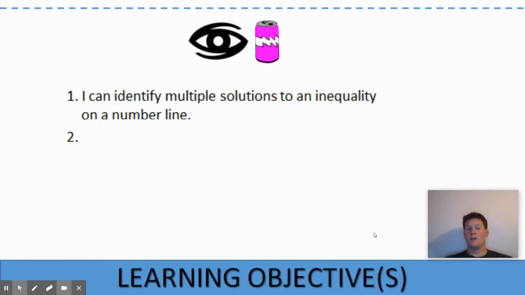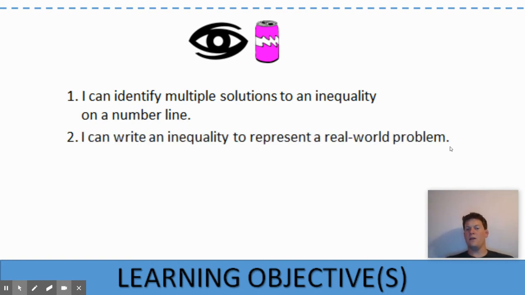First, by looking at our objectives. Two objectives again today, guys. First, I can identify multiple solutions to an inequality on a number line. And then second, I can write an inequality to represent a real world problem. So again, looking at different phrases like we did with expressions and equations.